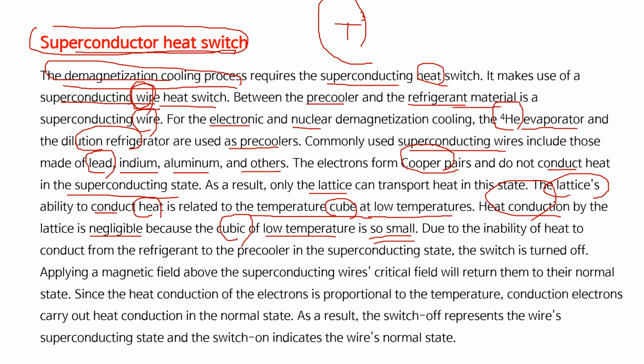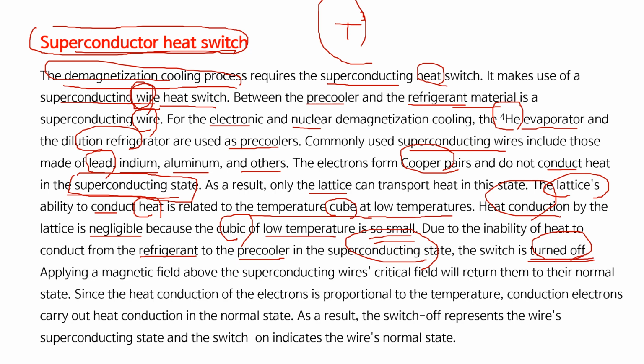So in the superconducting state, the superconductor wire cannot conduct heat from the pre-cooler to the refrigerant material. Due to the inability of heat to conduct from the refrigerant to the pre-cooler in the superconducting state, the switch is turned off.